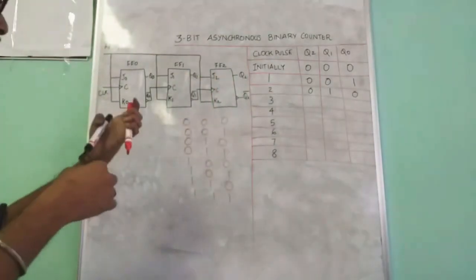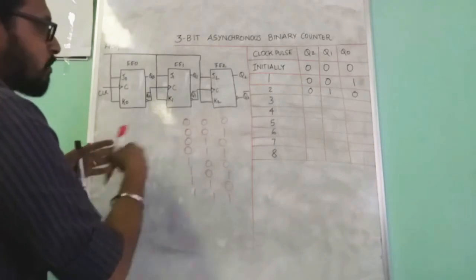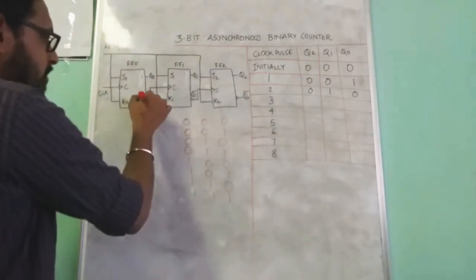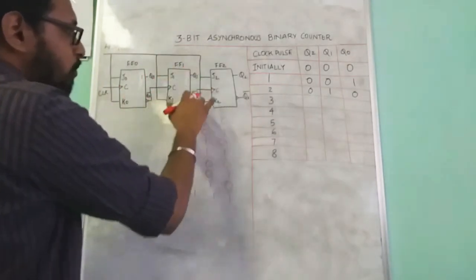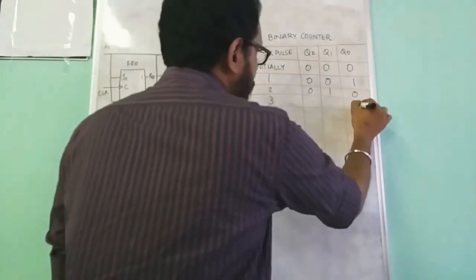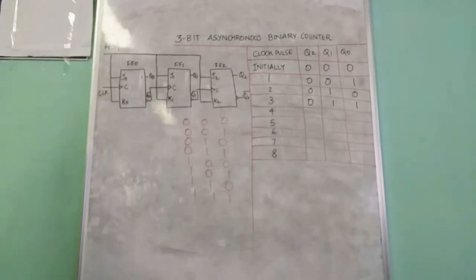Next is the third clock pulse. The value of Q0 is 0. It becomes 1, and the bar is 0. The 0 will propagate to this particular case. So no change in both Q1 and Q2, so it becomes 1, 1 and 0.